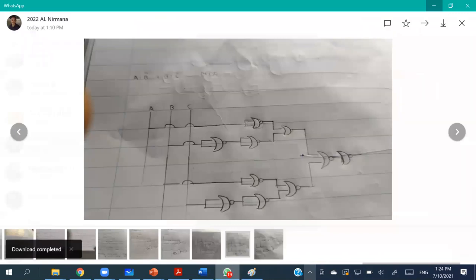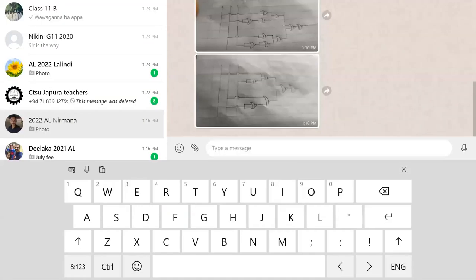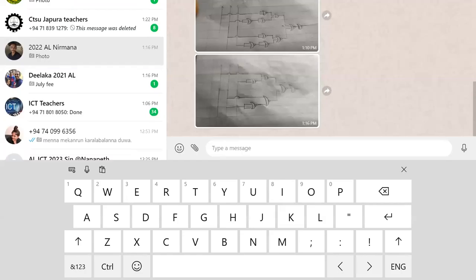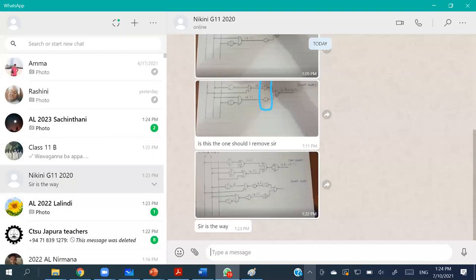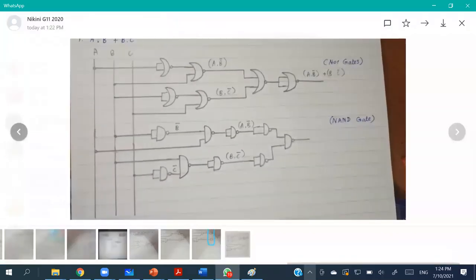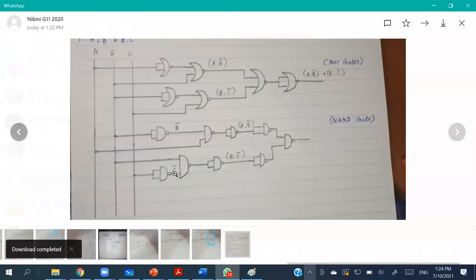Yes, Nikini, the NAND gate representation is correct. And now you can simplify it, Dua, right? How you can simplify it like this. Hold on.